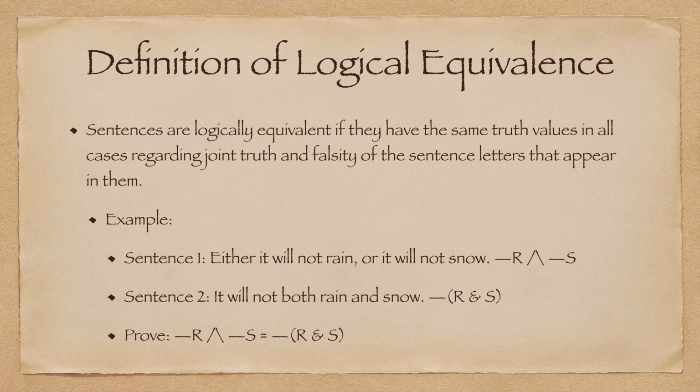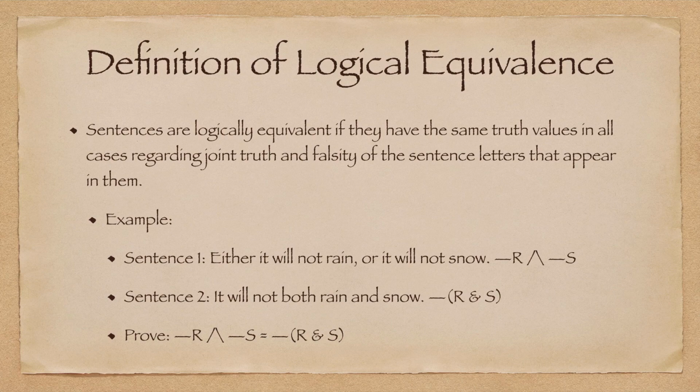Now that we have caught back up to speed on the last lesson, let's begin part 2 with the definition of logical equivalence. Logical equivalence is the principle that sentences are logically equivalent if they have the same truth values in all cases regarding joint truth and falsity of the sentence letters that appear in them. Now that's pretty complicated, so let's simplify it just a bit.